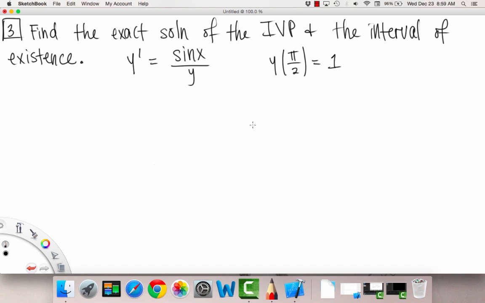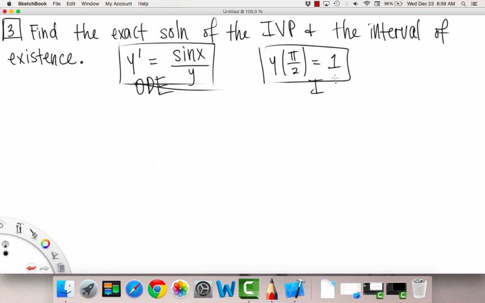Okay, problem number 3 asks us to find the exact solution, aka particular solution, of the IVP, initial value problem, and the interval of existence. So let's look here. We have an initial value problem. This is our ODE that we're starting with, and this is our initial condition. I like to label things just so I can organize the information I'm given.